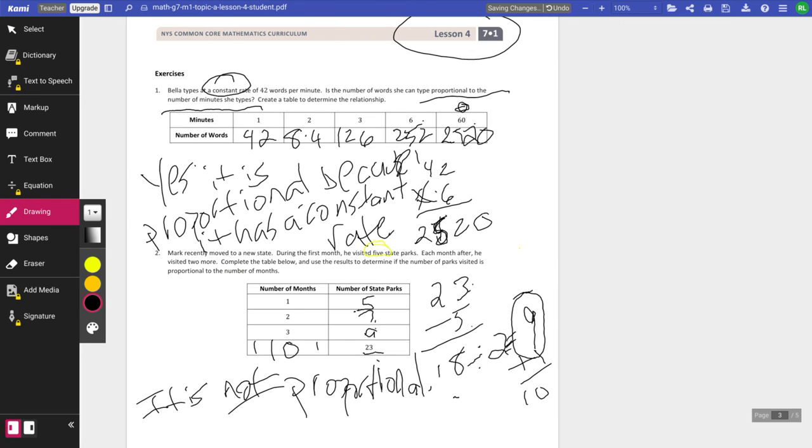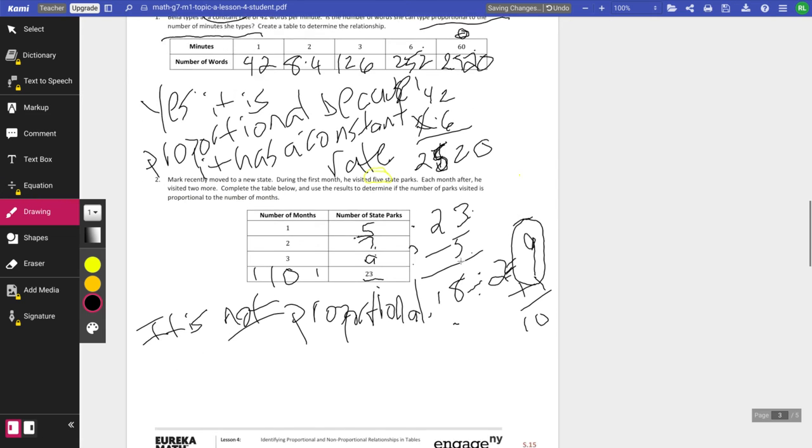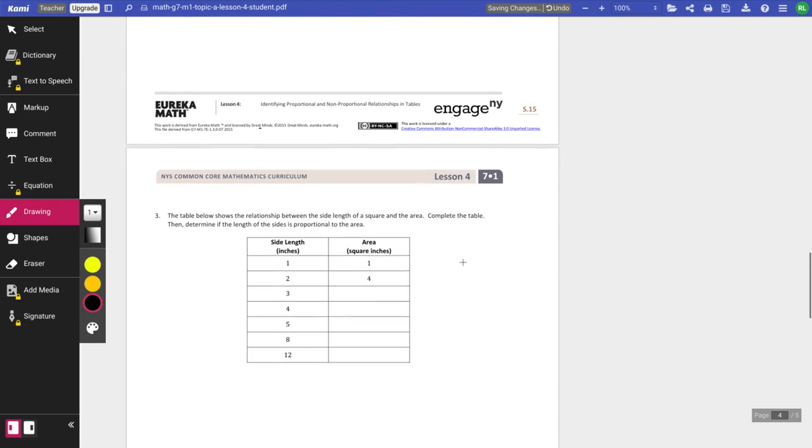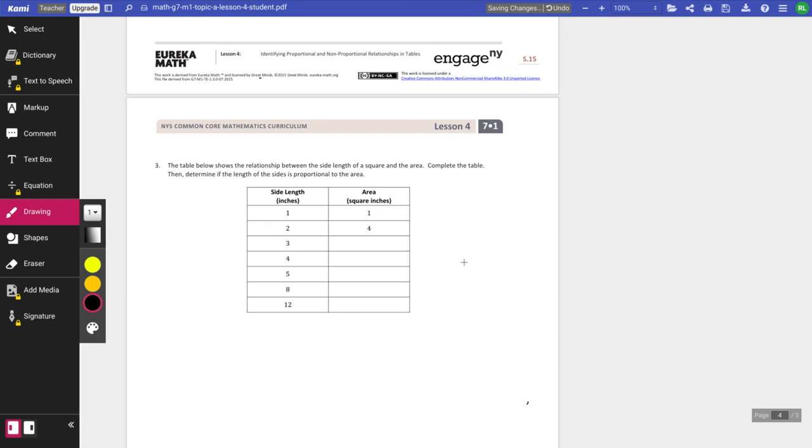Okay, it is not proportional because this first one was 5, and then I went up by 2 after that. So there's a different rate each month, so it cannot be proportional. At least, even if that first month is different, all the rest are off. Number 3, the table below shows the relationship between the side lengths of a square and the area. Complete the table, then determine if the length of the sides is proportional to the area.